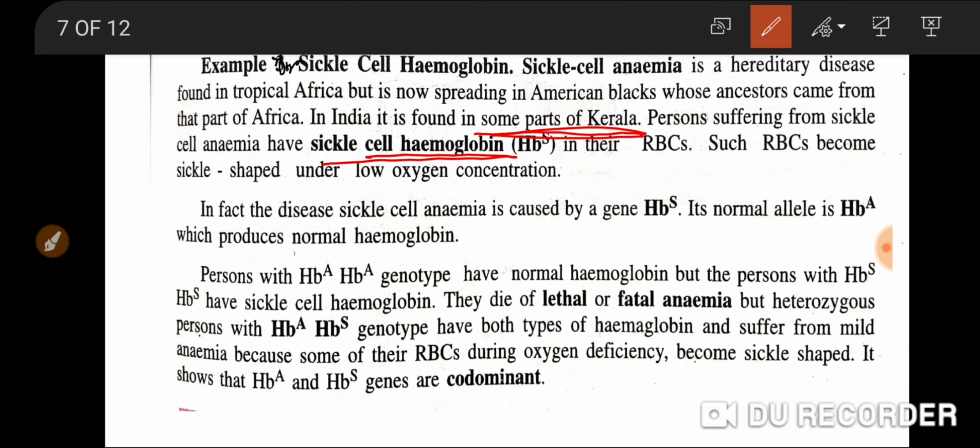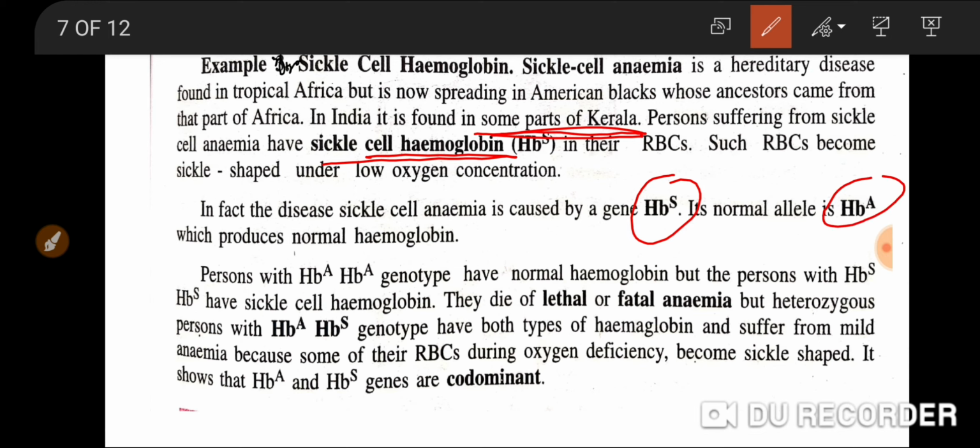RBCs having the sickle cell hemoglobin, that is the HbS allele, will become sickle shaped under low oxygen concentration. This disease, sickle cell anemia, is caused by the gene HbS, and its normal allele is denoted by HbA, which produces a normal hemoglobin.